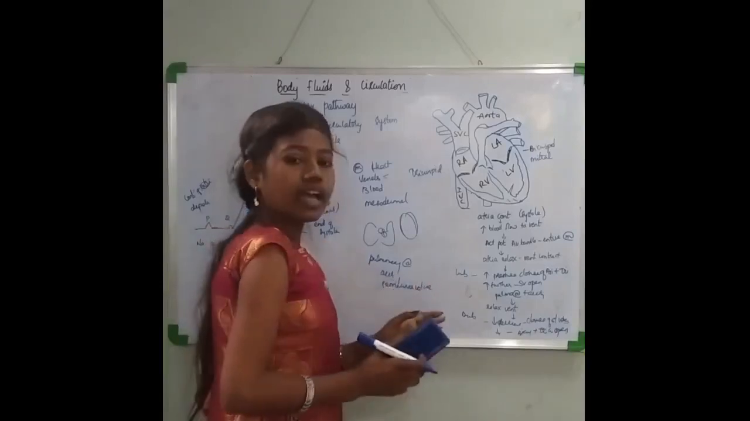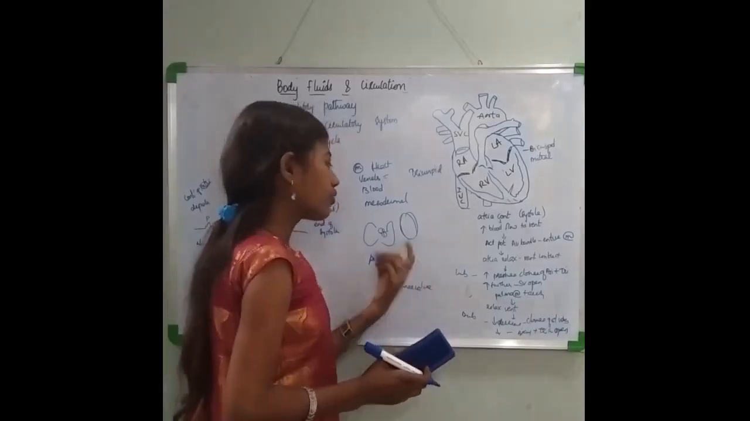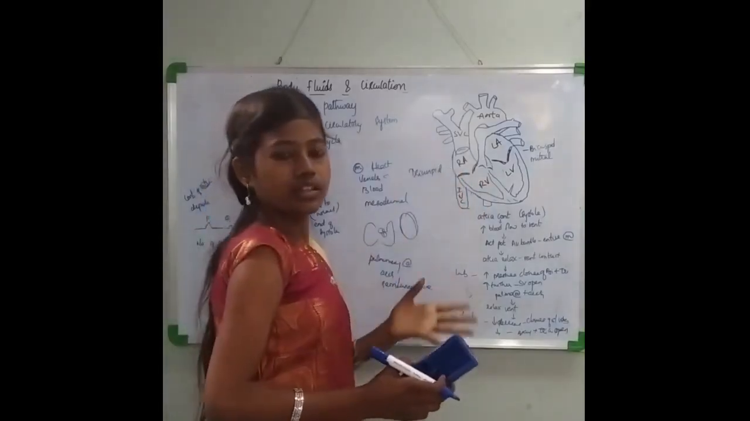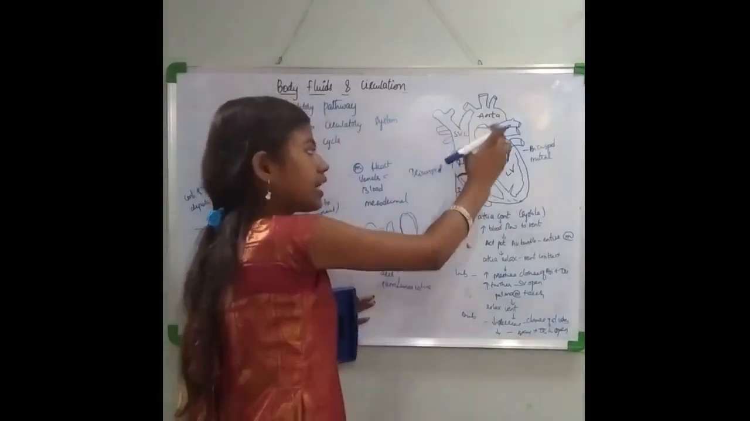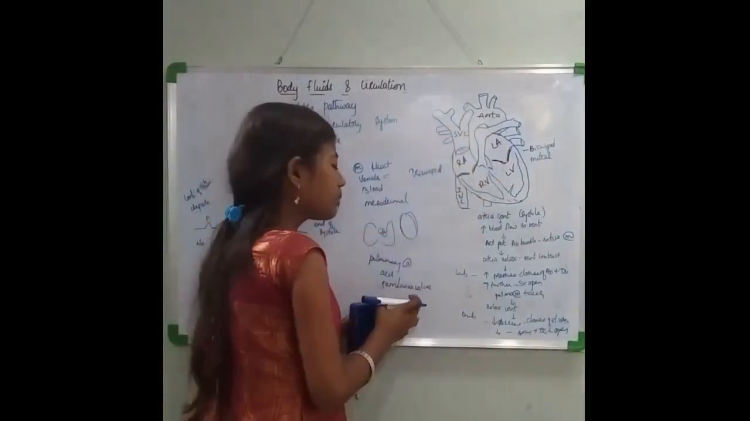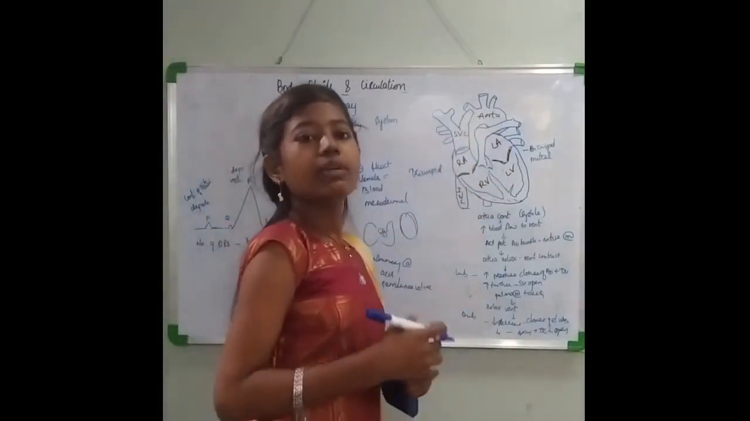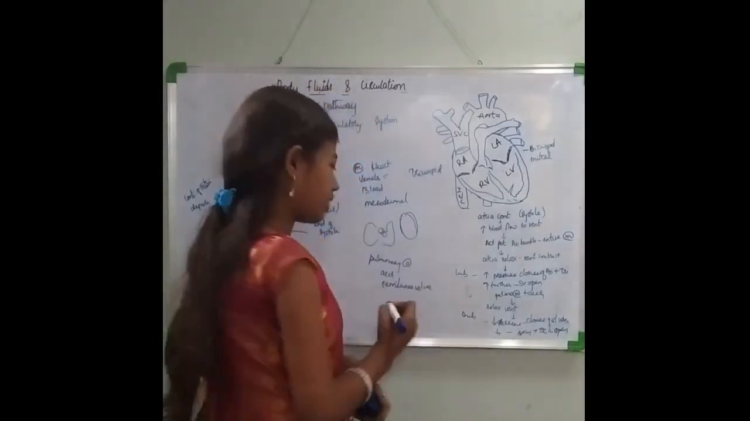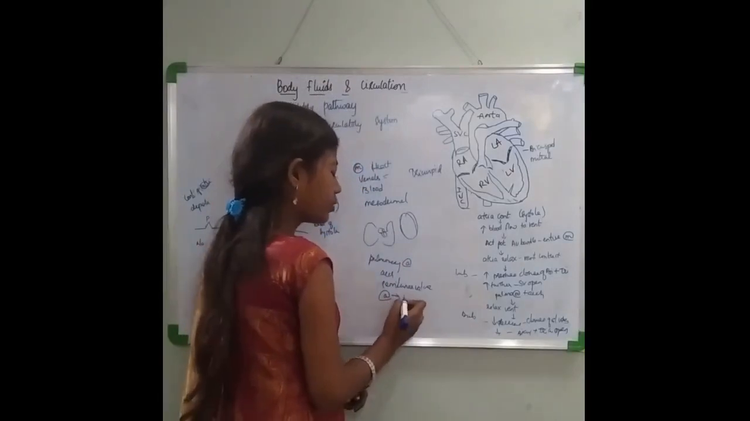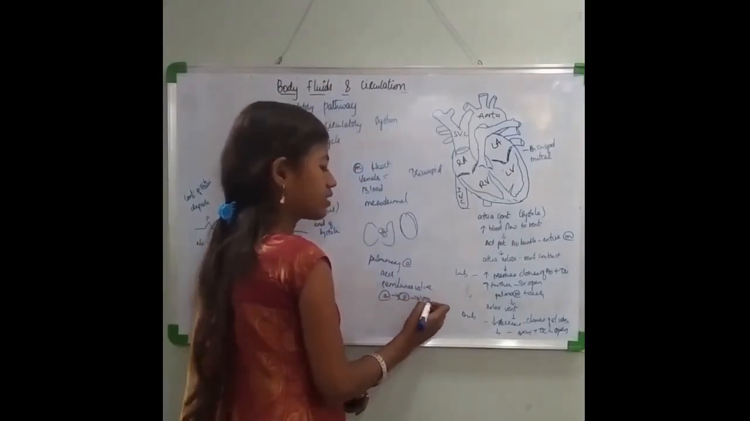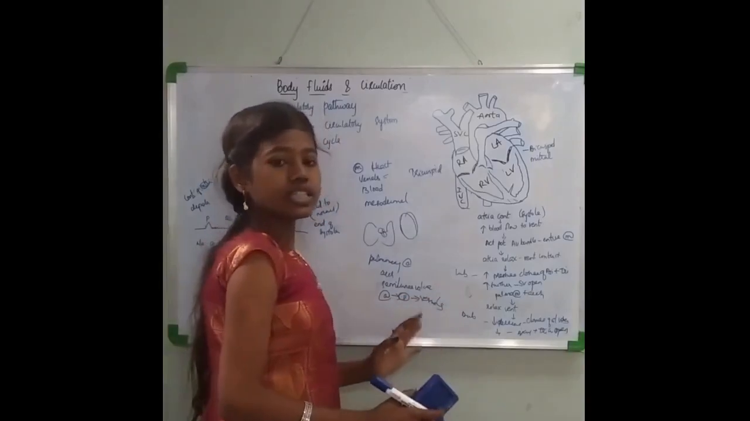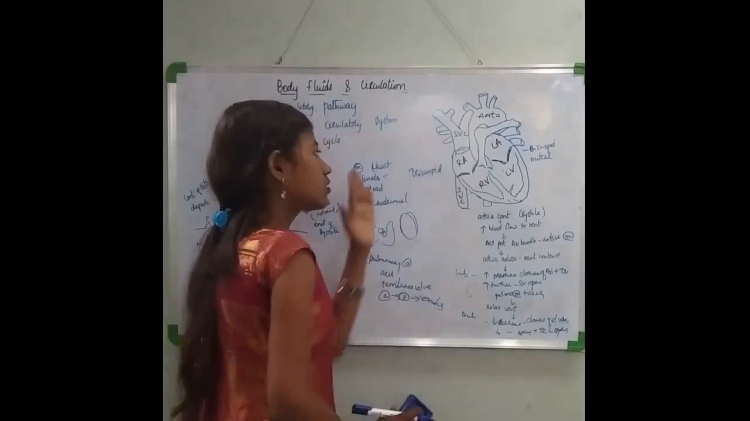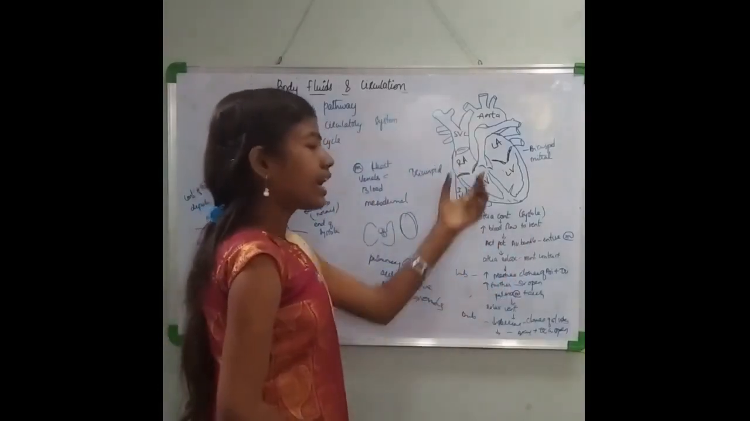The semilunar valve guards the opening of the ventricles to the pulmonary artery and the arch of aorta. Okay, so this will open and this will guard into this. Now the semilunar valve will prevent the backflow of blood and allow the flow of blood only in one direction, that is from the atria to the ventricles, ventricles to vessels. So this is the main function of the semilunar valve, to allow the flow of blood only in one direction. Okay, so this is about the structure of the heart and the valve.